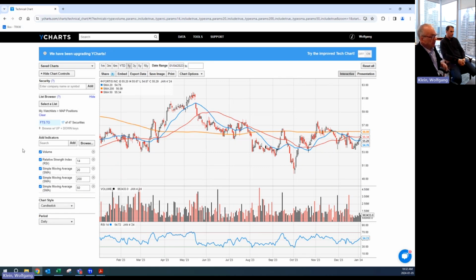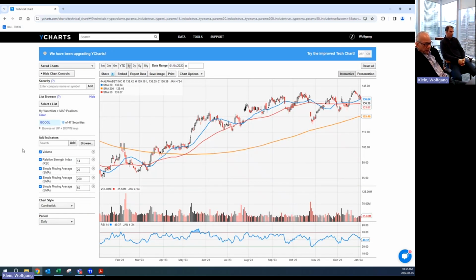Fortis is a utility, pretty boring. Utility companies are boring. The one we really like, Fortis is very, very good, but the one we really like is Hydro. We own that as well. You'll see it. Alphabet, Google, we trimmed the position, still have a small weight in it.